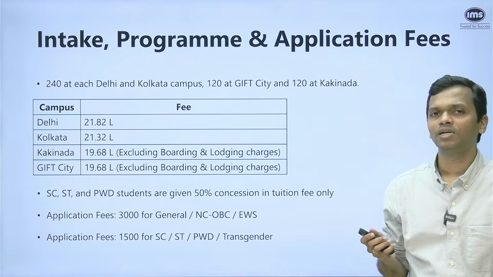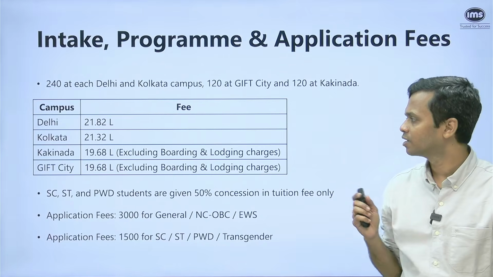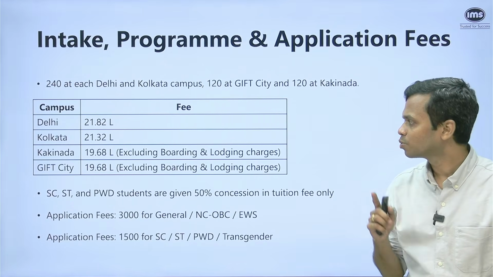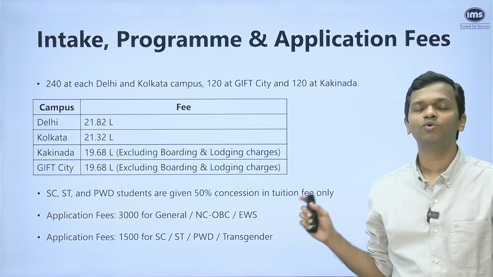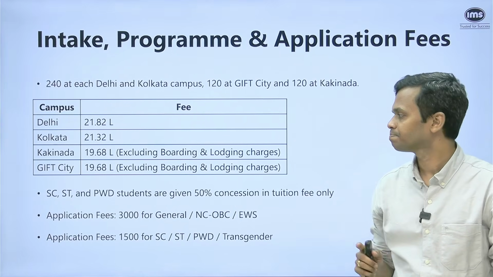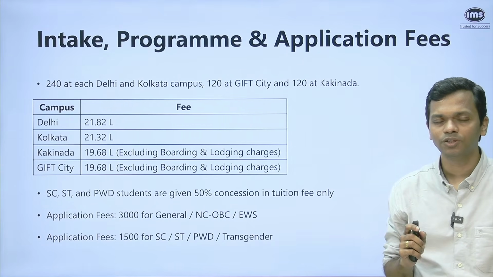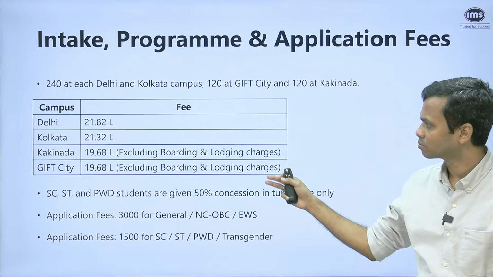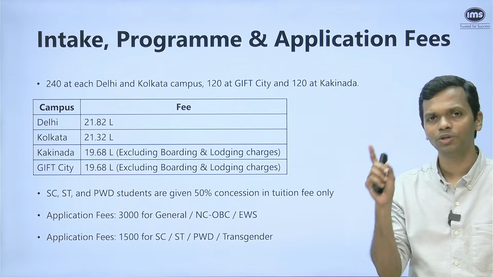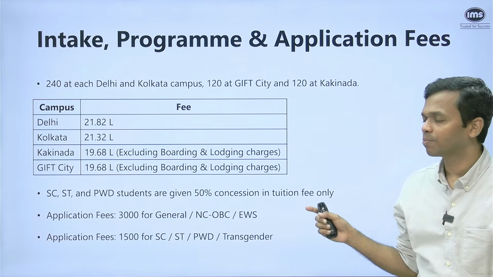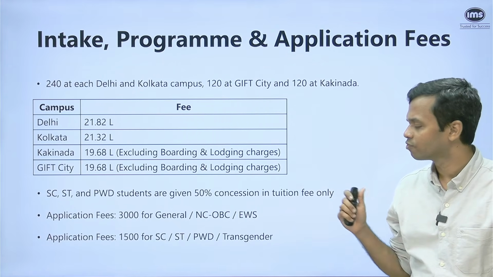And when it comes to Kakinada and Gift City, the thing to keep in mind is, though the fee that you see there is 19.68 lakh, this is excluding lodging and boarding charges. Okay, so that will be additional that you will have to pay if you decide to join at these two campuses. Now for SC, ST and PWD candidates, there's a 50% concession which comes to the tuition fee that you have. The concession is applicable only on that, okay? So it's not on the total expenses of the program. The application fee when it comes to IB program is 3,000 for general and 1,500 for category students.